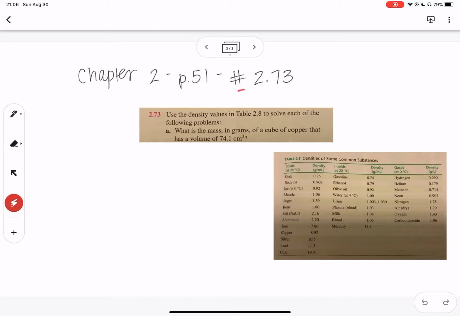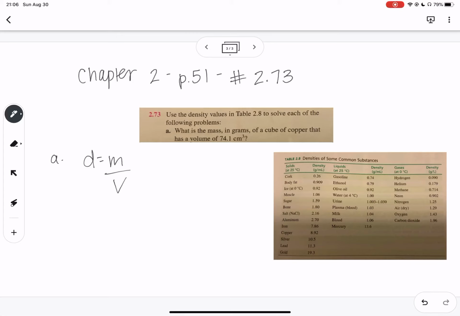And last but not least, this is problem 2.73 on page 51, still in chapter 2. This question wants us to find the mass of a sample instead of the density. We know that density is mass over volume. In every problem before this, we've been solving for density. Now we need to solve for mass. So let's just plug in what we know.